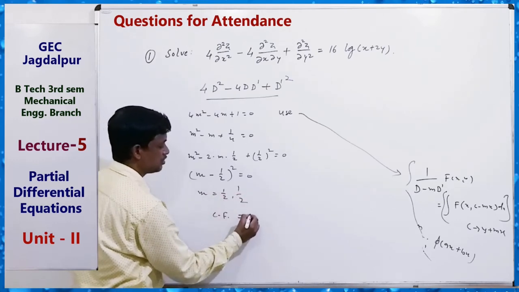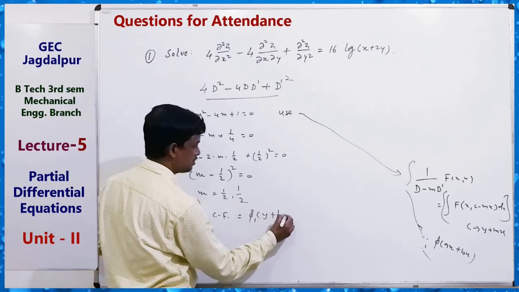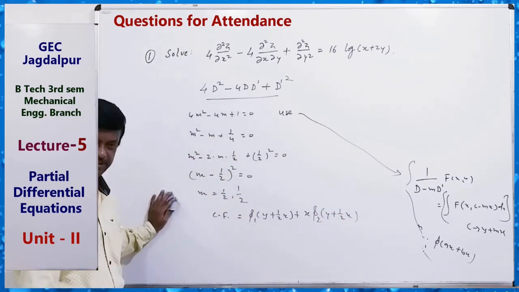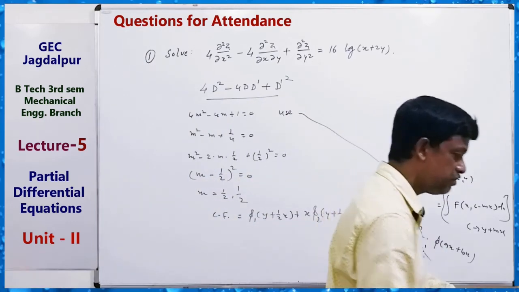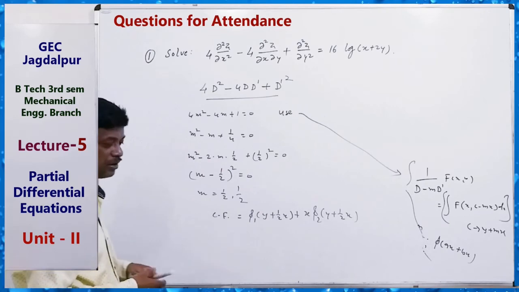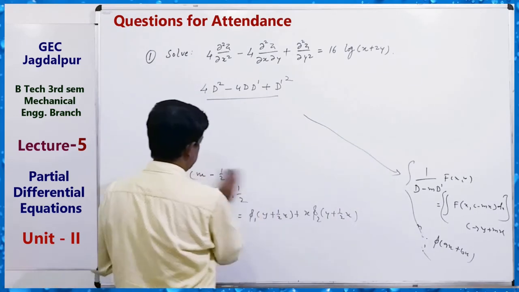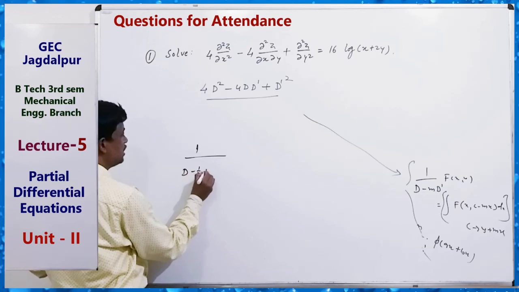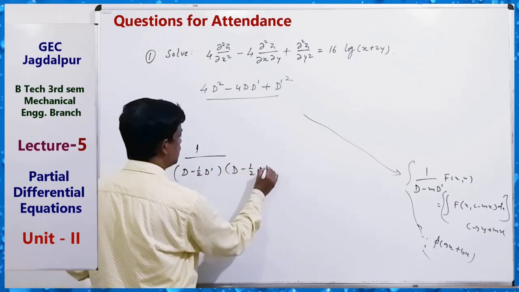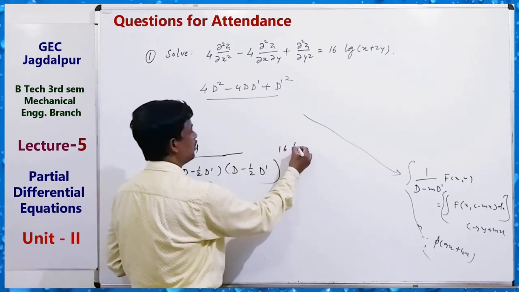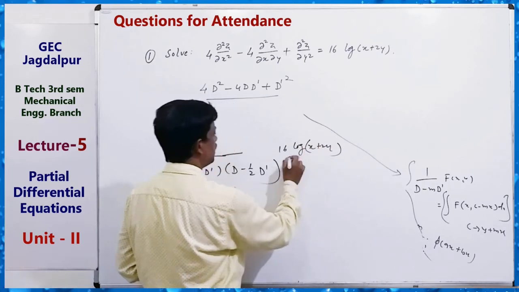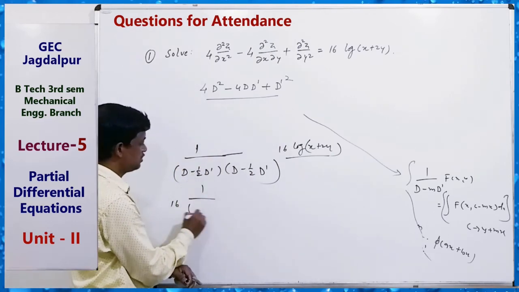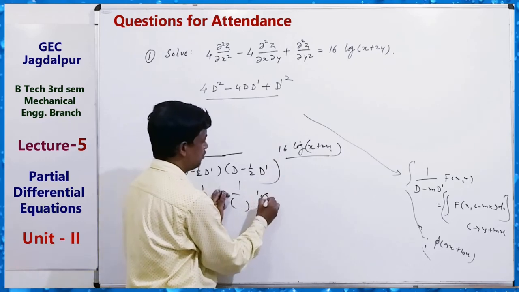So CF equals phi 1(y plus half x) plus x phi 2(y plus half x). Both are the same root. That is CF. PI you can find. How can we find PI? By using this formula. What will be the factor? I think this can be converted to 1 upon (D minus half D'), also (D minus half D'), and 16 log(x plus 2y). Just take it as the general case. Then for this factor, 16 is outside. One factor is here and one factor is here, and the function is log(x plus 2y).